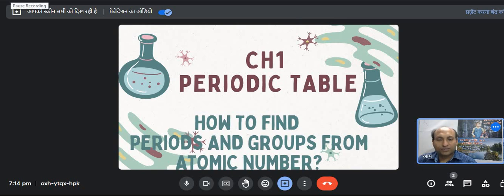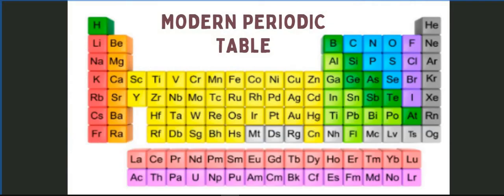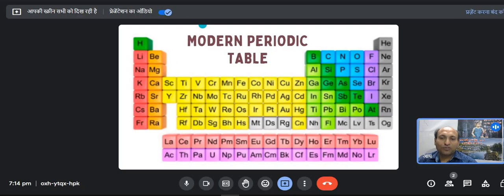Hello dear students, today we are going to take up the topic chapter 1 periodic table, how to find period and group in the periodic table. So let us start the session. So you can see the modern periodic table on your screen. This modern periodic table has periods and groups.